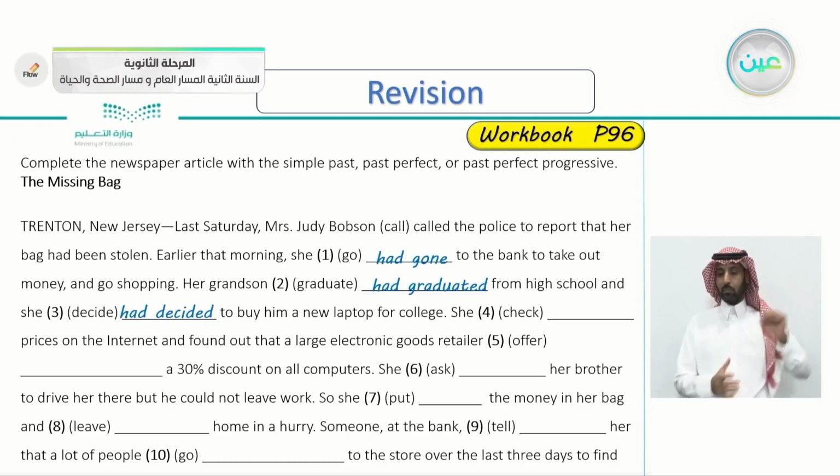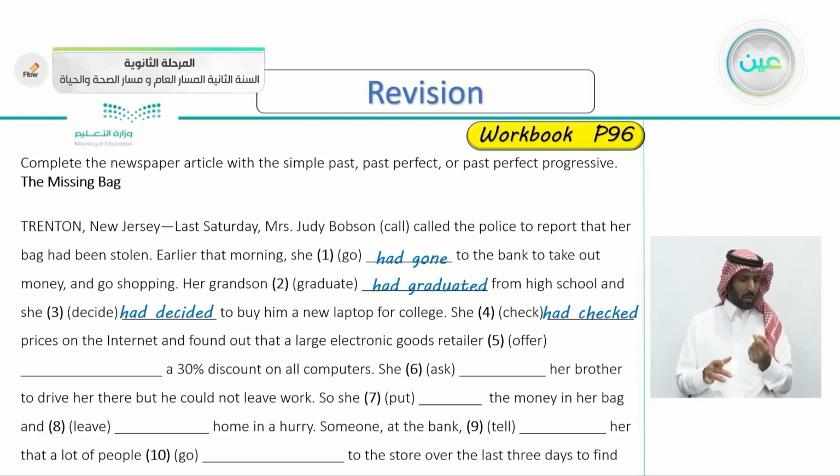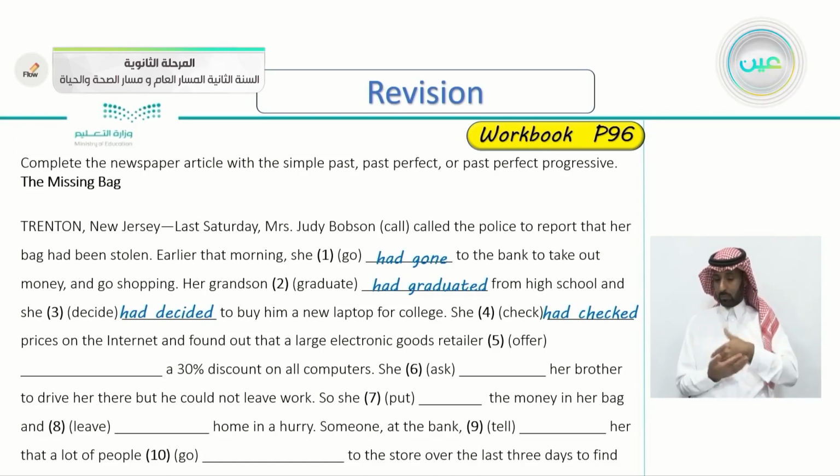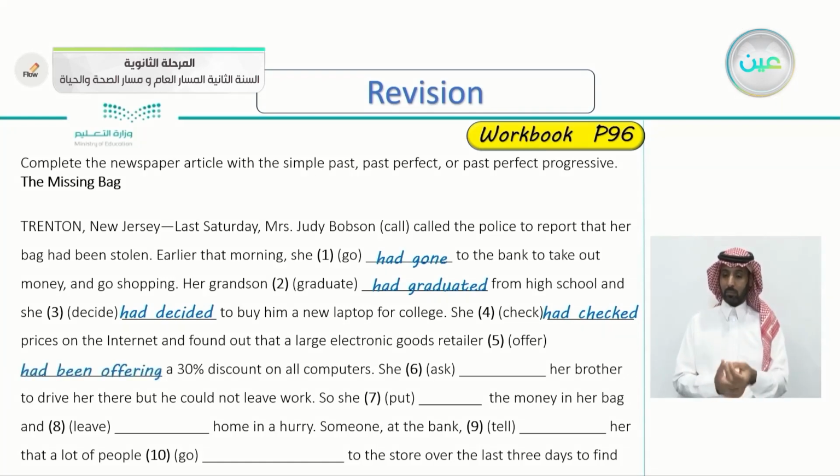She checked the prices on the internet. Very good. She had checked prices on the internet and found out that a large electronic goods retailer offered a 30% discount on all computers. The verb offer here. Very good. Had been offering, past perfect progressive. Had been offering a 30% discount on all computers.